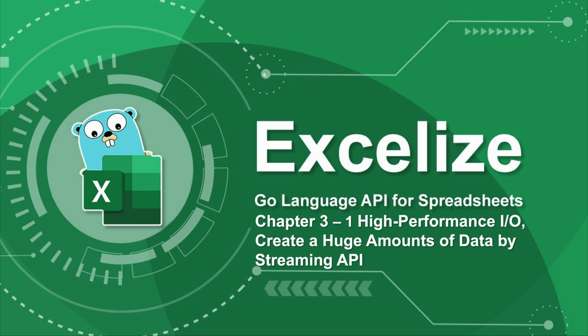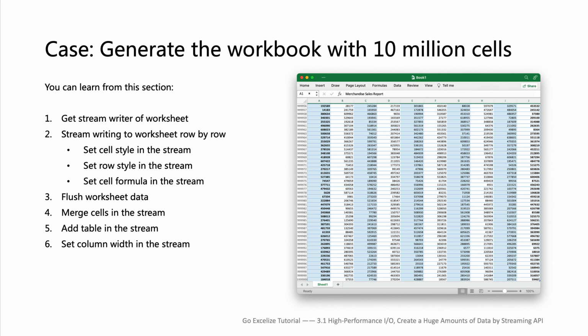In this section, I will show you how to generate a workbook with huge amounts of data efficiently. I made an example about a merchandise sales report. I will show you how to generate a workbook with 10 columns and 1 million rows with Excelize by this example. We will use 6 Excelize streaming functions in this section.